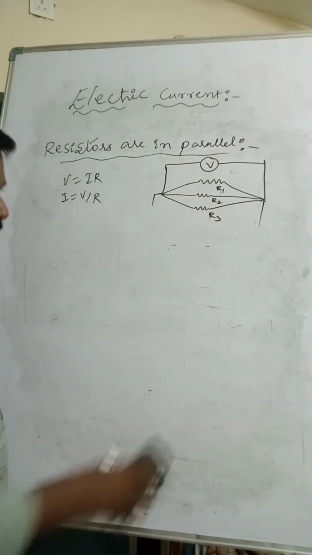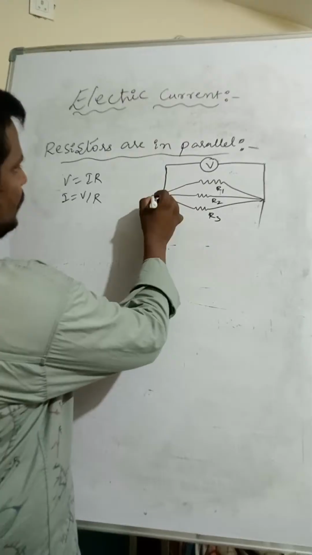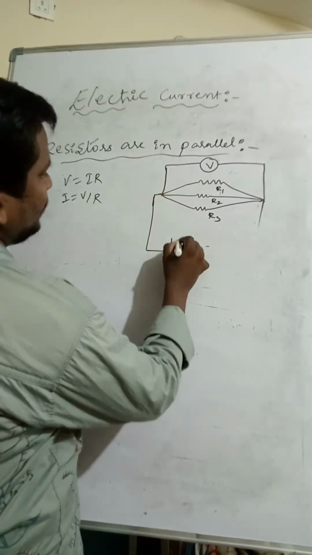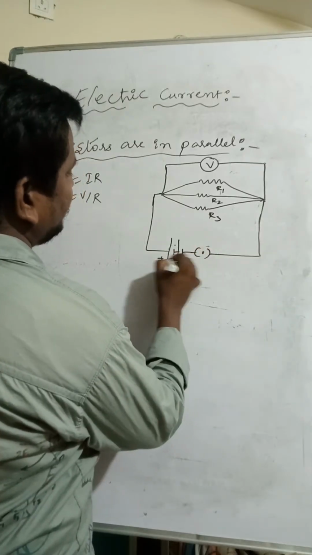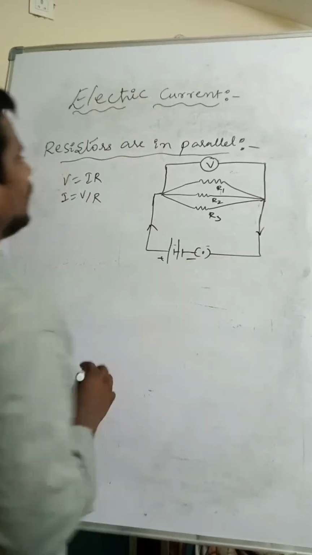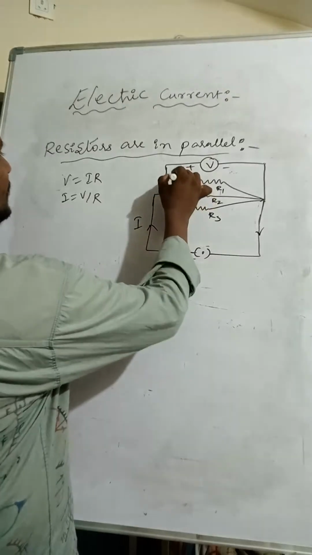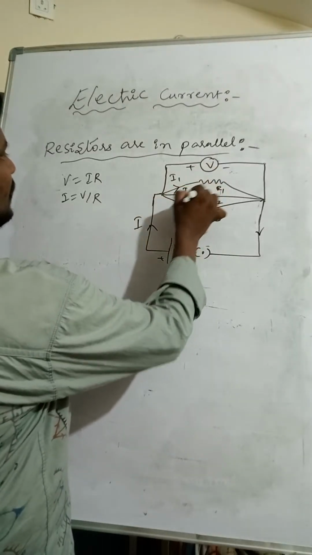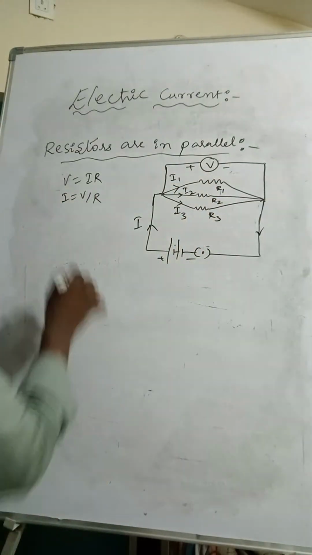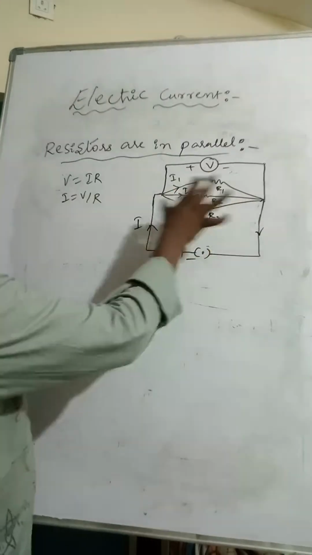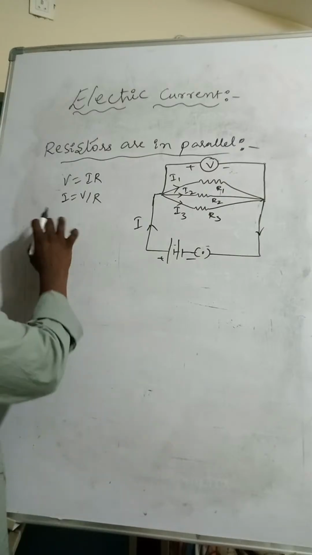Here I am connecting this to the circuit, with positive terminal and negative terminal, and current is passing. It divides into I1, I2, and I3. Current is dividing into three parts. The potential difference across the three resistors is the same, but the current is different.